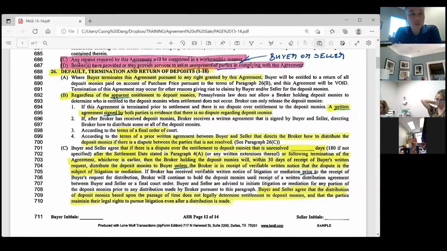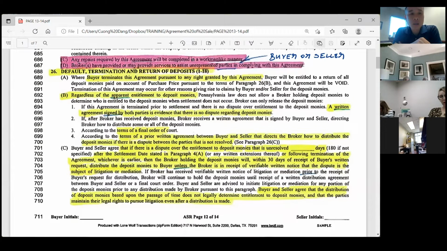3, according to the terms of a final court order. Number 4, according to the terms of a prior written agreement between buyer and seller that directs the broker how to distribute the deposit monies if there is a dispute between the parties that is not resolved. See paragraph 26C. So number 4 directs you to C.